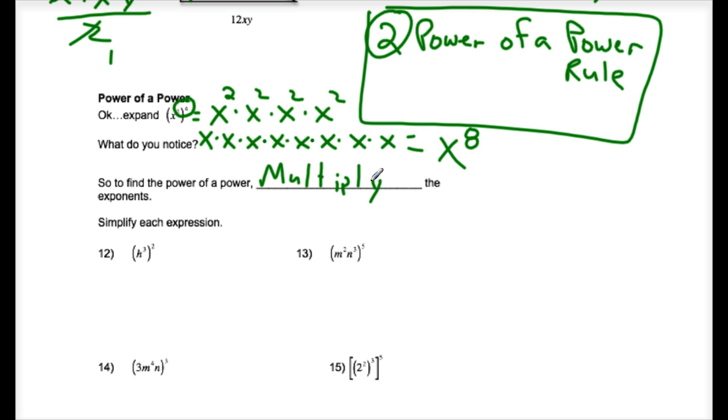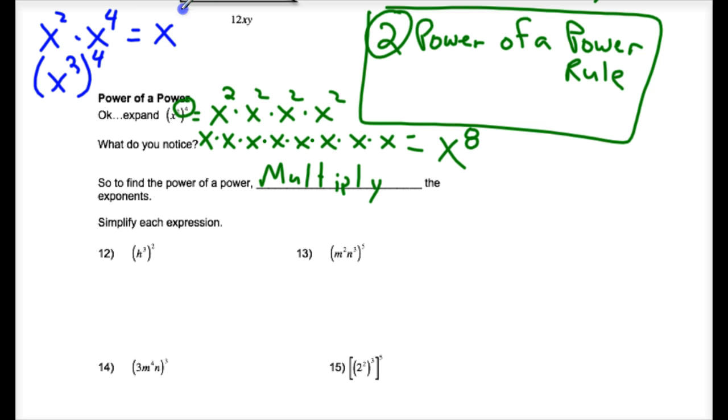And here's where kids get confused. They don't know the difference between x squared times x to the 4th and x squared to the 4th. Those are 2 different things. Add and multiply. The top one here, you add the exponents. The bottom one, you actually multiply. So there's the product of a power rule. There's the power of a power rule.